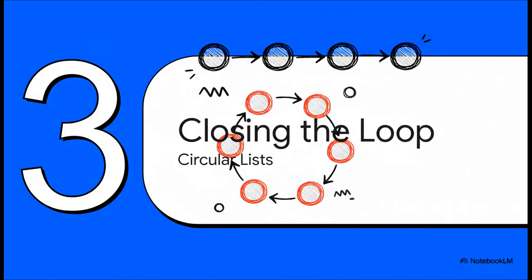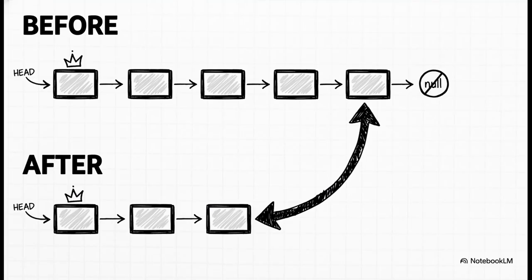Okay, for our final technique, we're going to do something that fundamentally changes the list's whole structure. We're going to take our nice straight line of nodes and bend it back on itself to form a circle. The concept here is so simple, but it's really powerful. A normal list just ends, right? The last node's next pointer is null, pointing to nothing. To make it circular, you just take that final node, and instead of having it point to nothing, you make it point right back to the very first node, the head of the list. And just like that, poof, your list has no end. It just goes on forever.